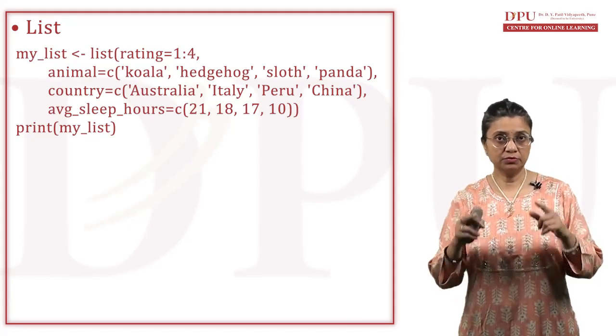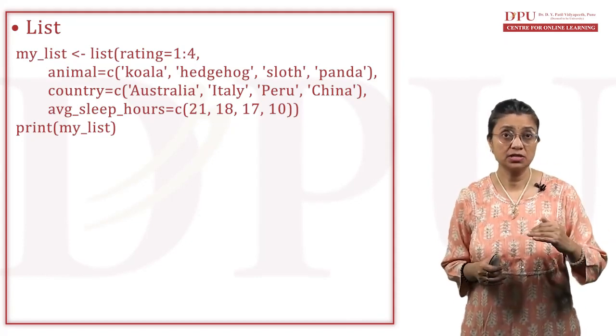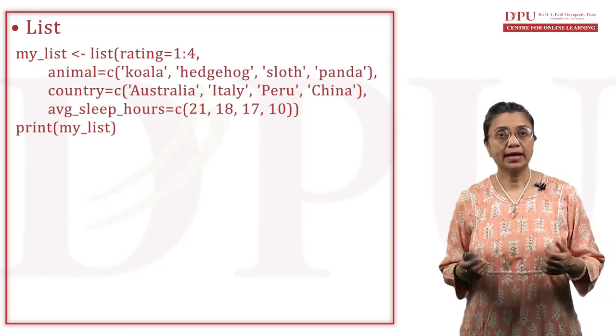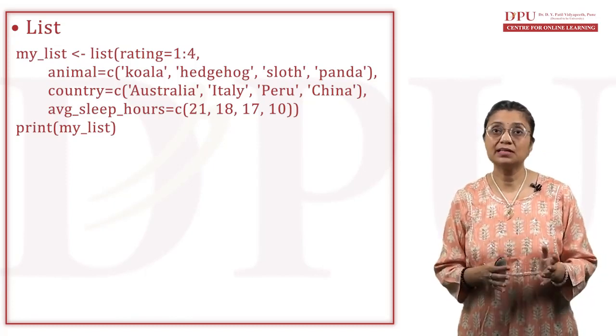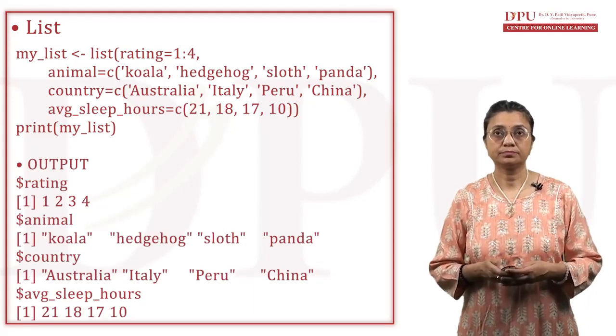You can see here that within print, I pass my list. So my list is the variable which I have passed. If I print, you can see the result in the output: rating, animal, country, and average sleep hours. So all the 4 values are coming in the form of a list. So mainly I have created a list over here.